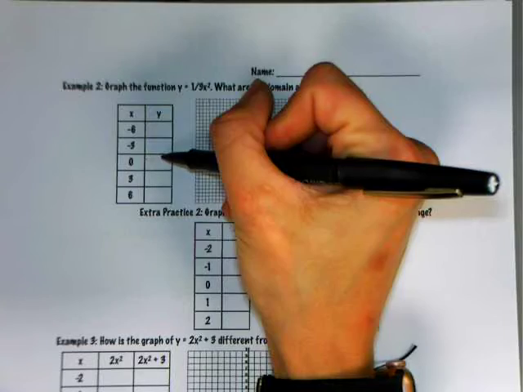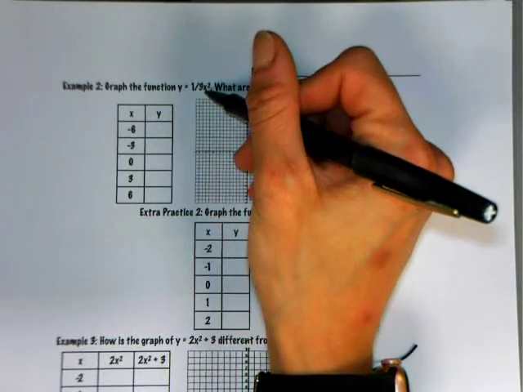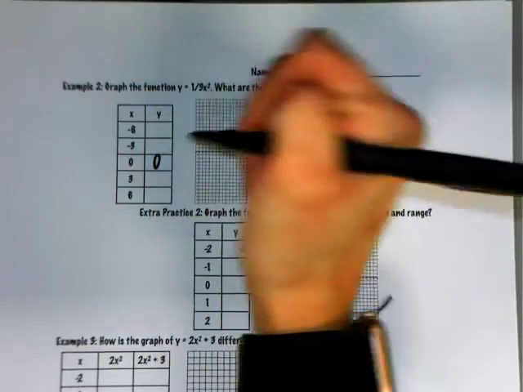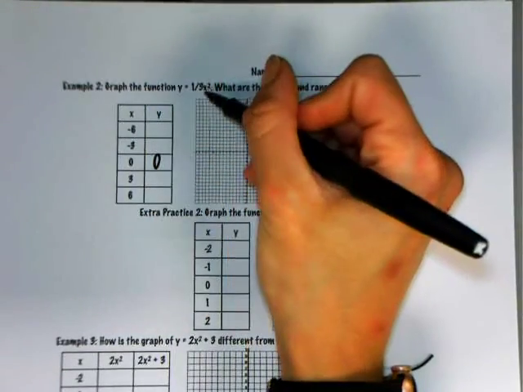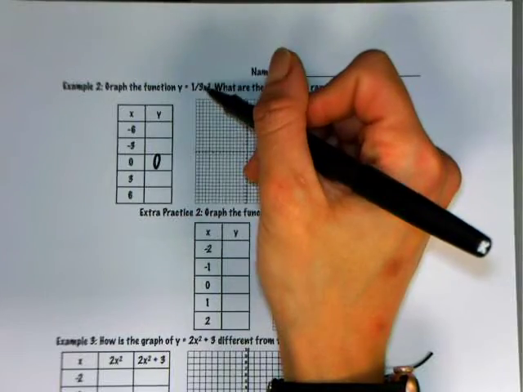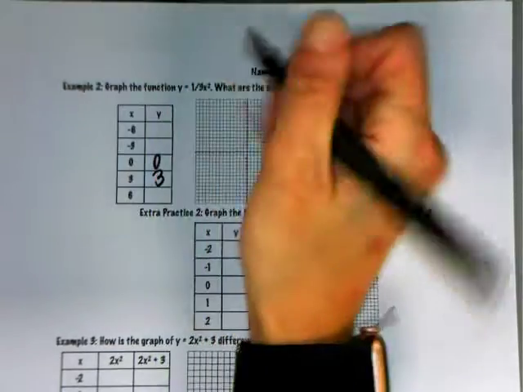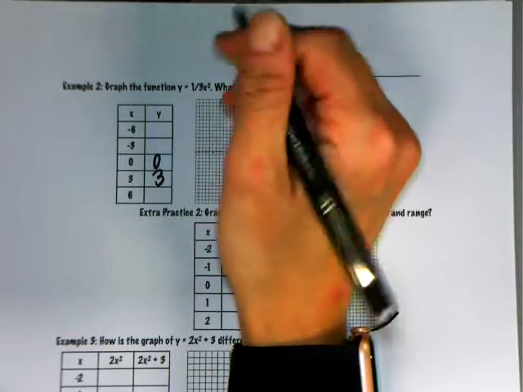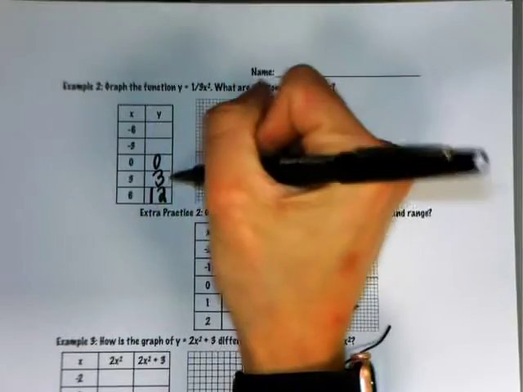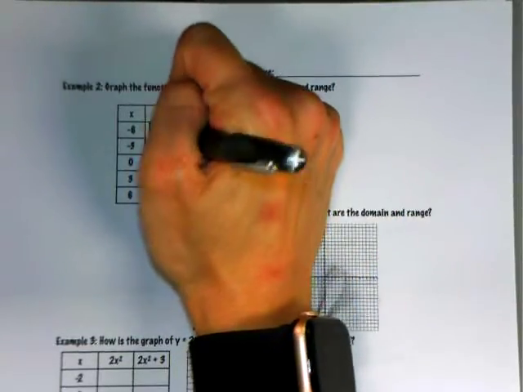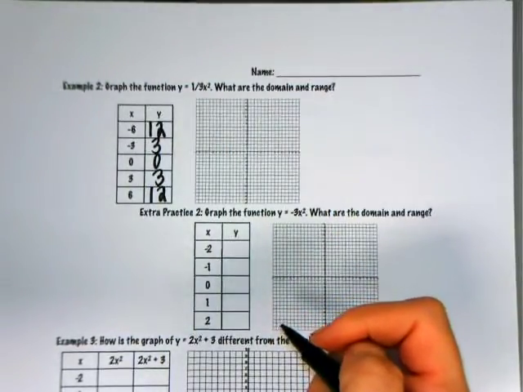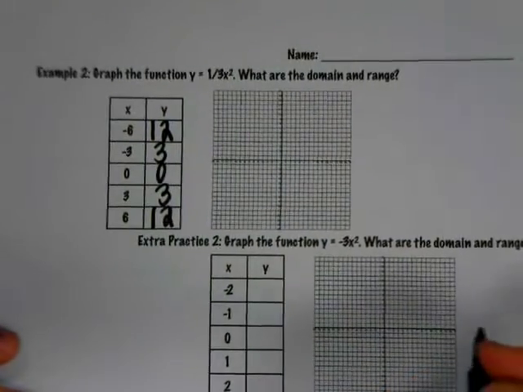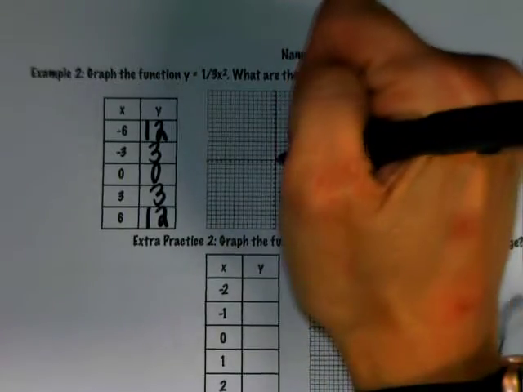But what would you get if you plug in 0 for x? So what's 0 squared? 0, and then what's a third of 0? 0, yep. Okay, now let's plug in 3. What's 3 squared? 9, and then a third of that? 3. And then 6 squared? 36, and then a third of 36? 12, and then these are just going to be the same values, like a mirror image. Okay, so plot those points.